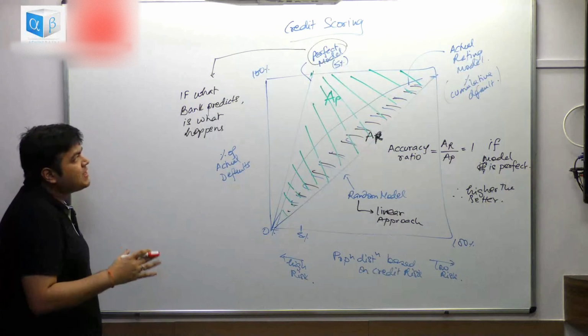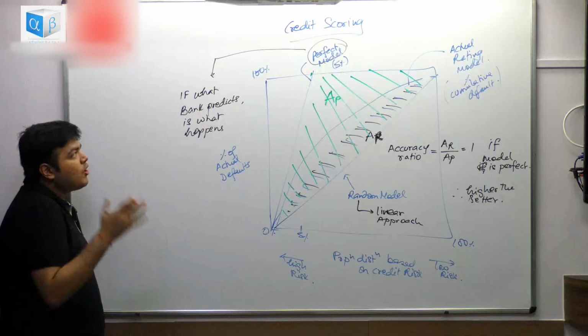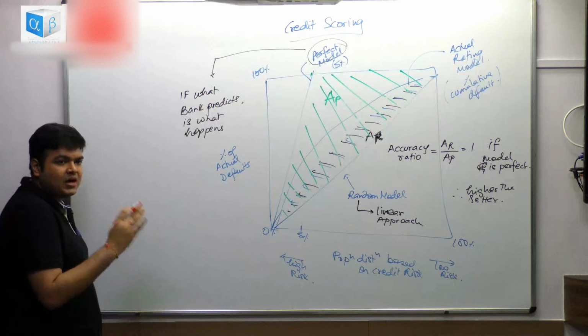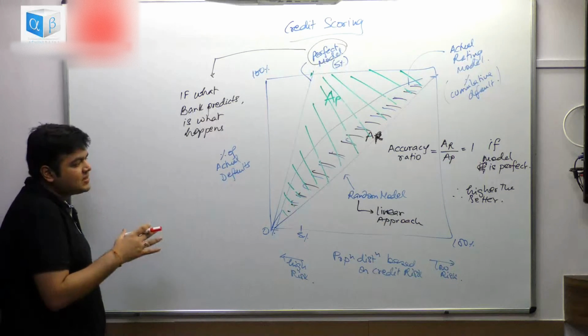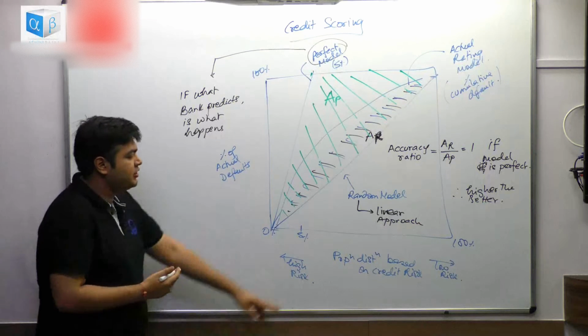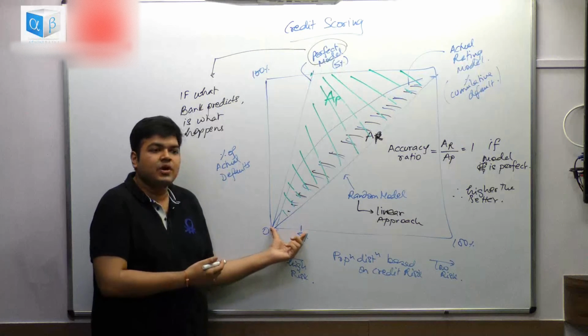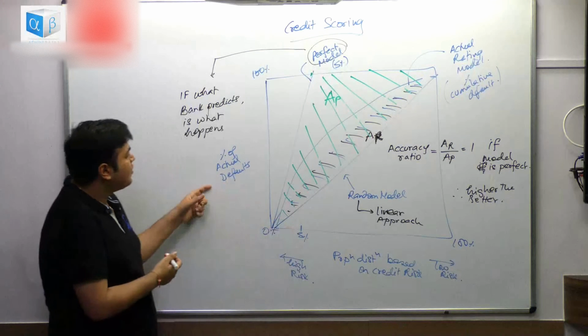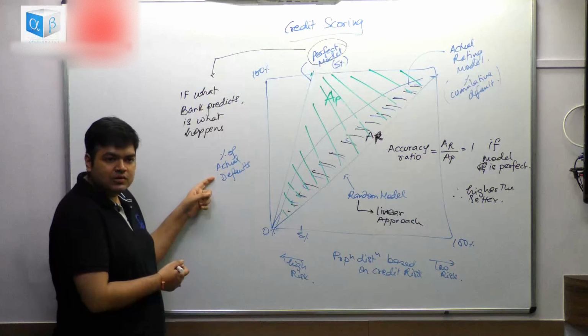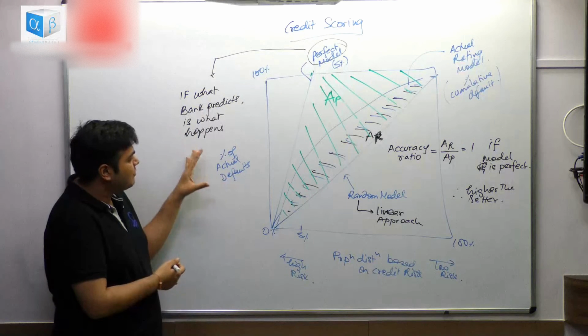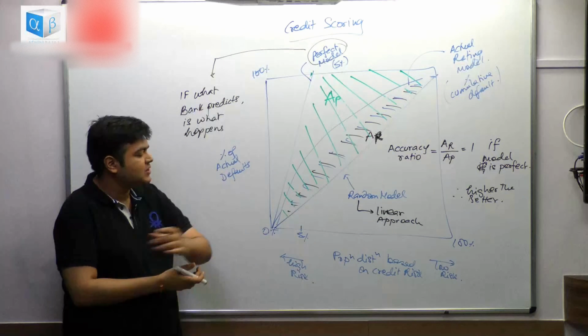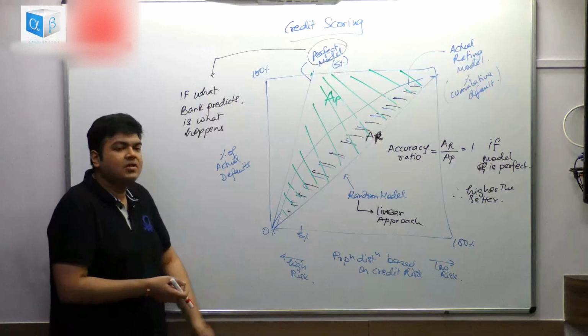Suppose the bank is making a prediction that 5% of the people are going to default. Let's say the bank is assuming that out of 100% of the population, 5% is going to be the default rate. And over here we are talking about the percentage of actual defaults. Here on the y-axis you have the percentage of actual defaults, and on the x-axis you've got the population distribution based on the credit risk.